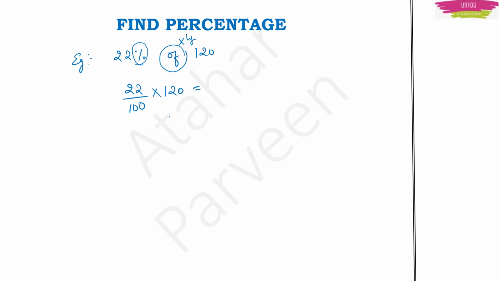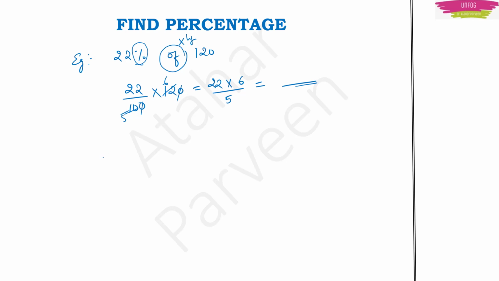Correct? Now the 0 will get cancelled, 2 5s are 10, 2 6s are 12. Then it will be 22 into 6 by 5 or something. So what is the answer? You have to tell me in the comment section. I am not doing much of the simplification because I want you all to do it. You have to write down along with me and do. That is my motto.